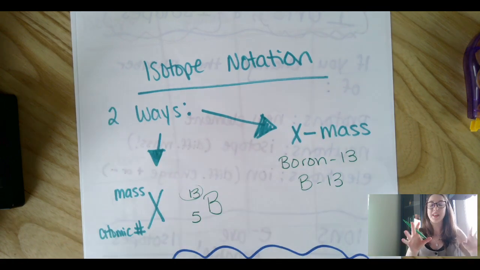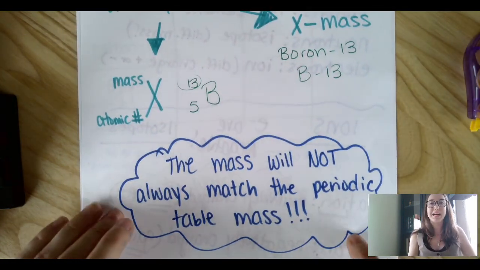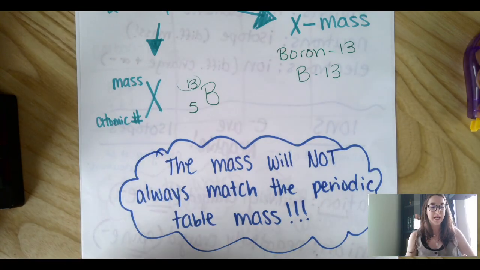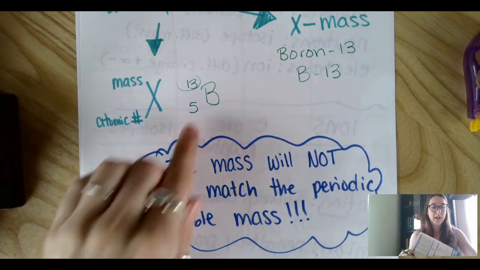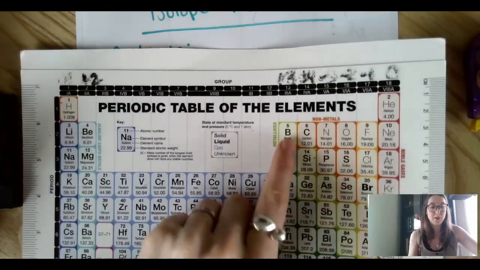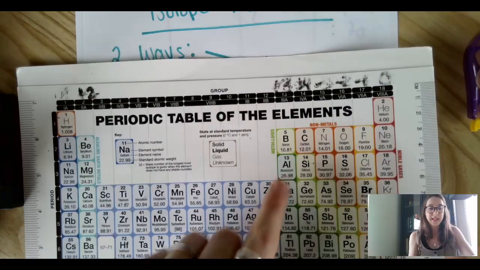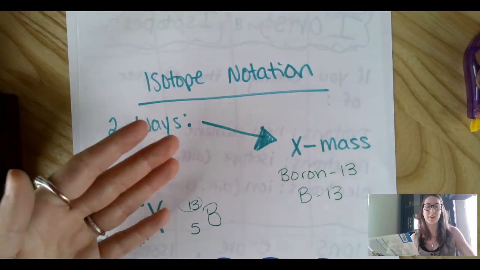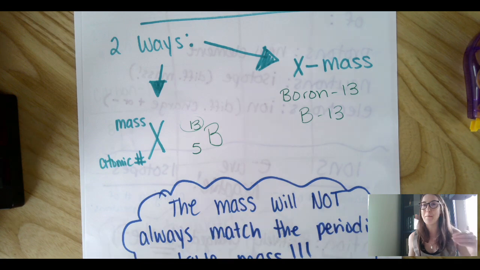One thing I really want to mention before we get into some practice problems is that the mass for an isotope will not always, in fact the majority of the time it won't, match the mass that is on the periodic table. For example, boron on the periodic table has a mass of 11, if you round that to the nearest whole number. Is 11 the same as 13? No. That's how I know I'm working with an isotope, because the number of neutrons has changed, because the mass number has changed. Are you following? Getting the hang of it?